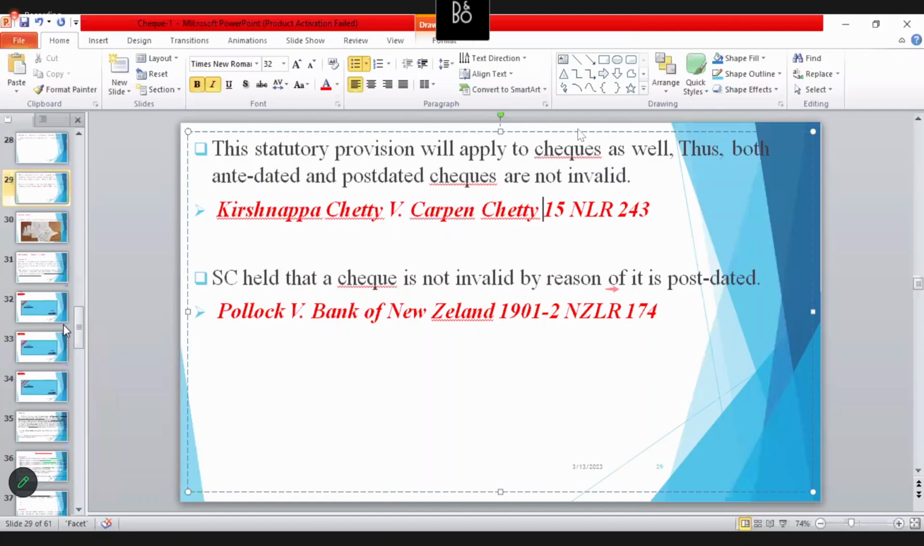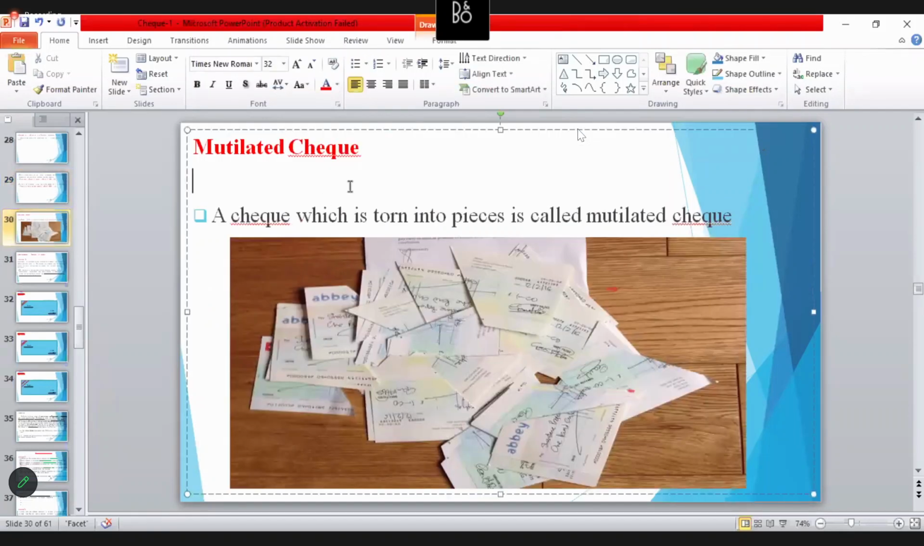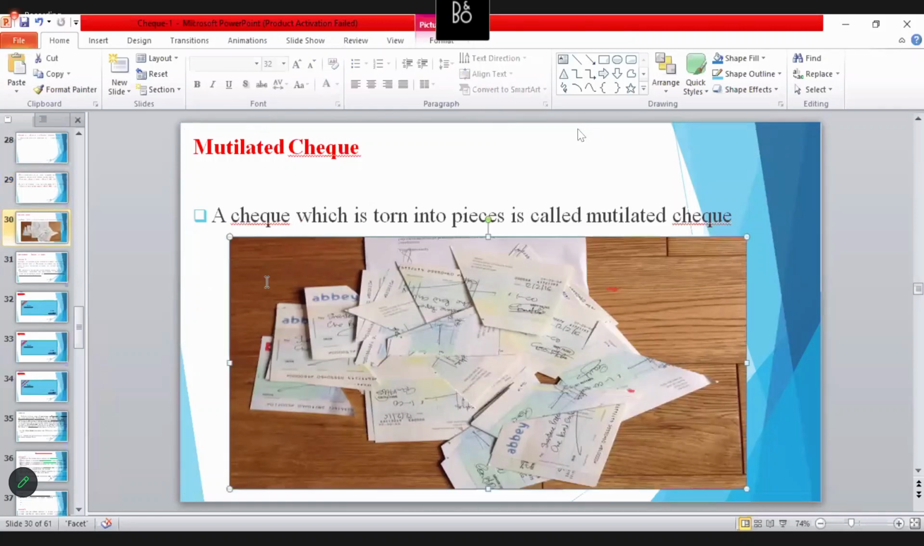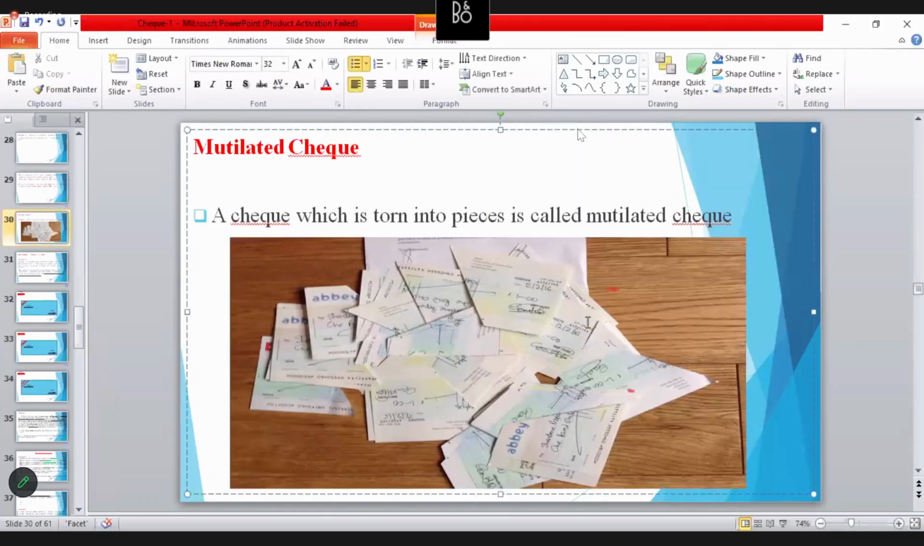Then another category is the mutilated check. Sometimes you can see that the check is torn into pieces. A check which is torn into several pieces is known as a mutilated check. By using a mutilated check, you can't get payment, because it is mutilated, right? So it is invalid.